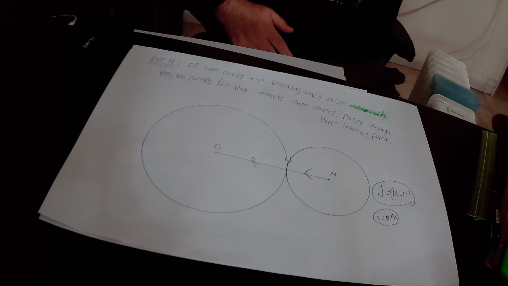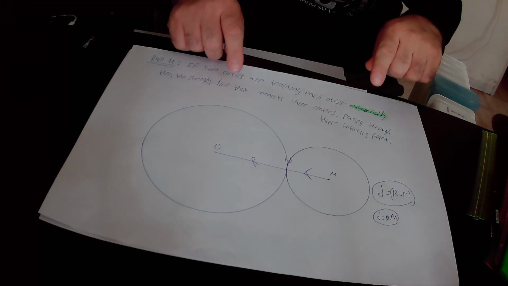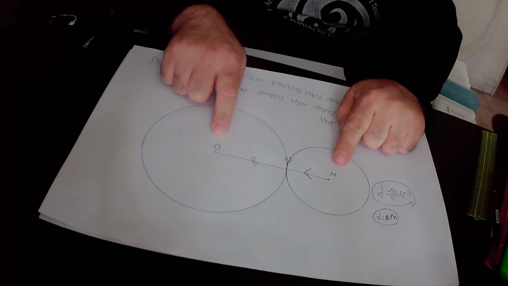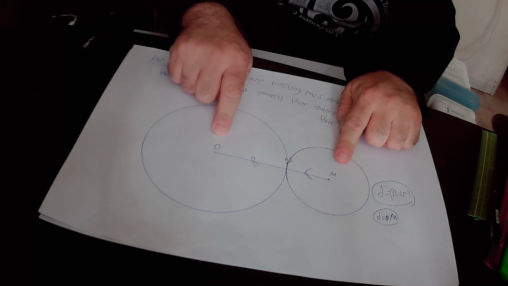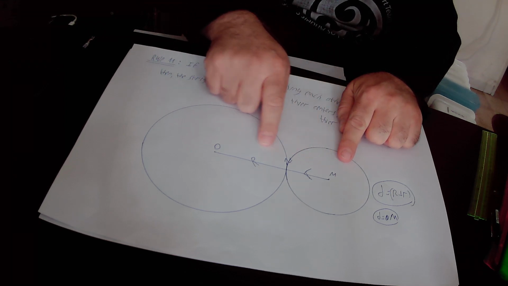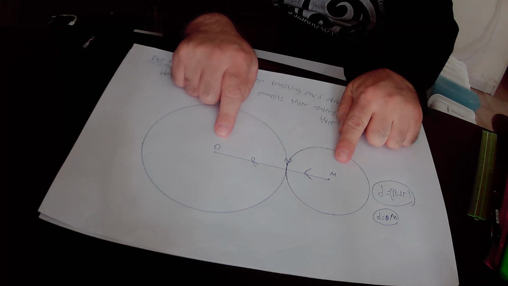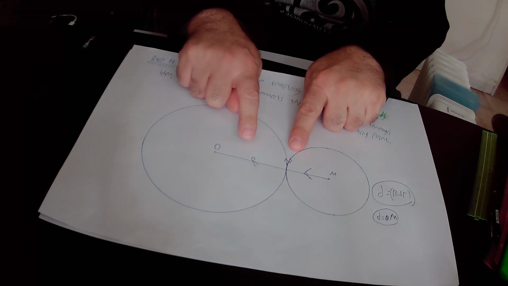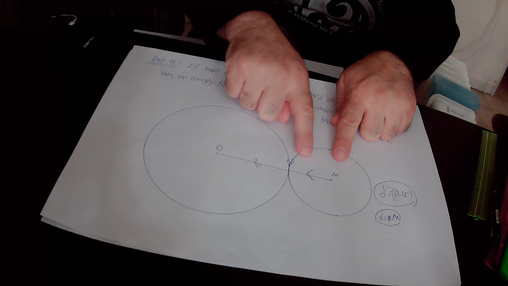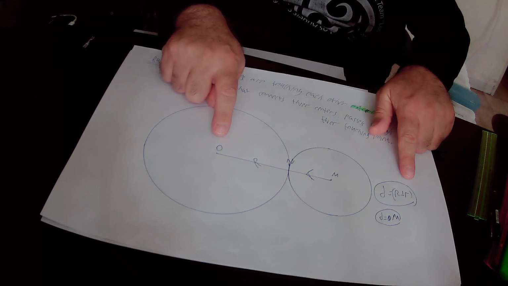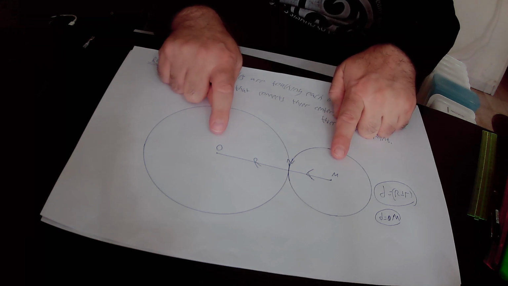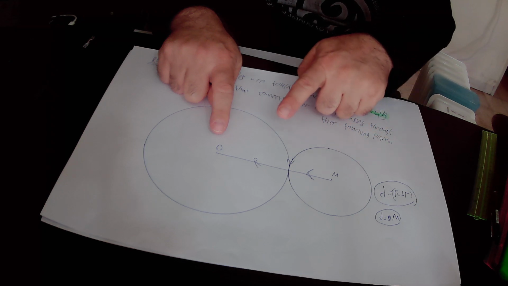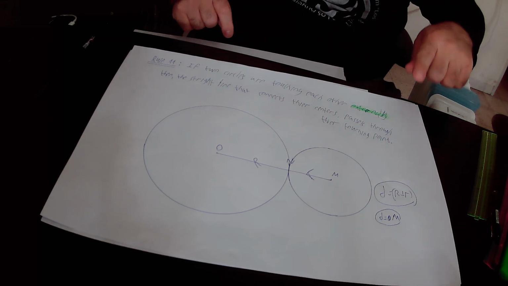And what is the distance between their centers? The distance between their centers is OM. From the drawing it is very easy to see that the length of line segment OM, the distance between their centers, is equal to ON, that is capital R, plus NM, that is small r. That is to say, OM equals capital R plus small r. So the distance between their centers, D, equals capital R plus small r.